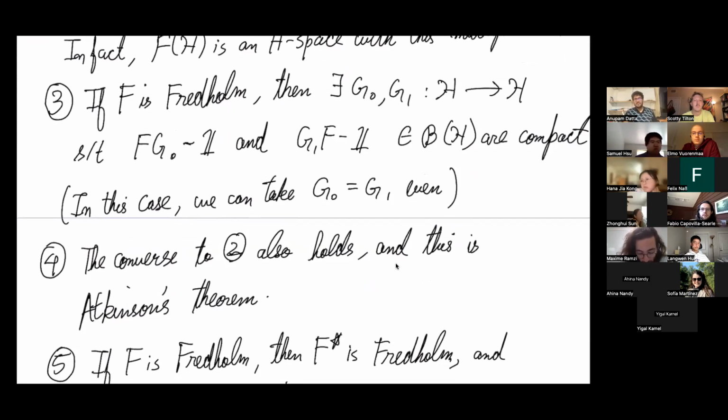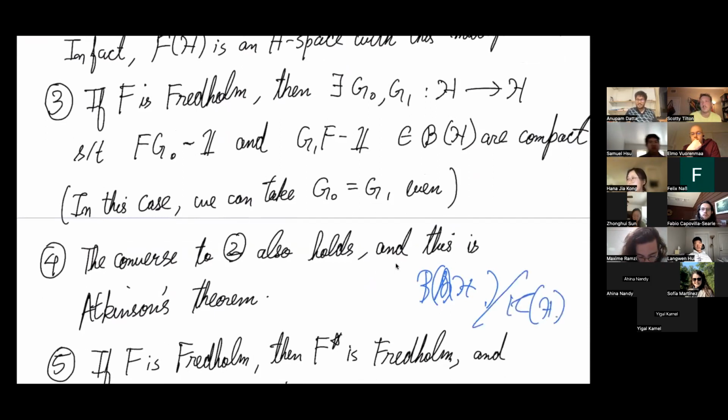So Atkinson's theorem essentially tells us that an operator is Fredholm if and only if it is invertible modulo compact operators. Or if you are from a more C-star algebra background, you can take your C-star algebra B(H), and then you can quotient by the ideal of compact operators. This is again going to be a C-star algebra. And therein you can look at all the elements which are invertible, and the class of all those elements inside your B(H) is going to be the Fredholm operators.